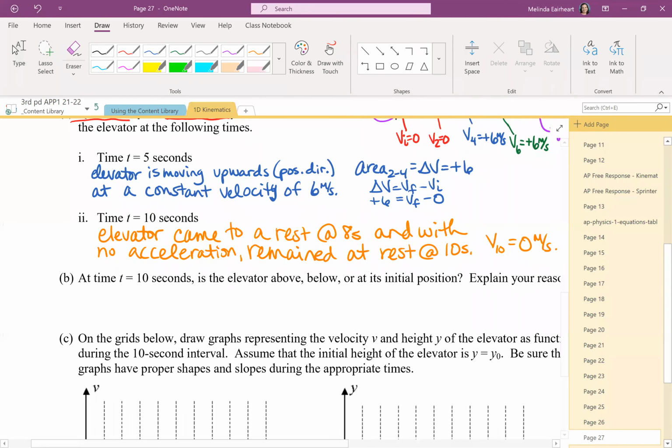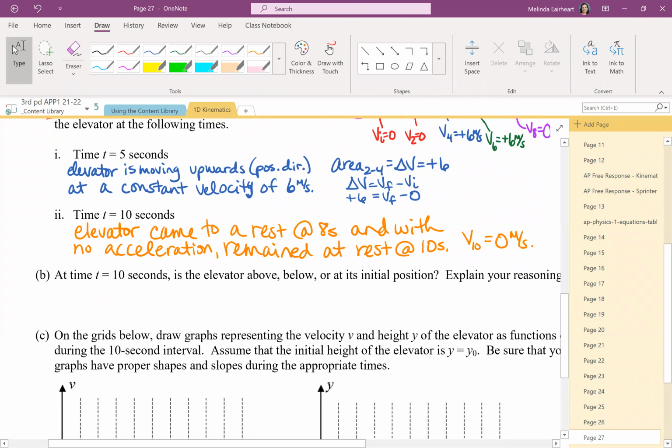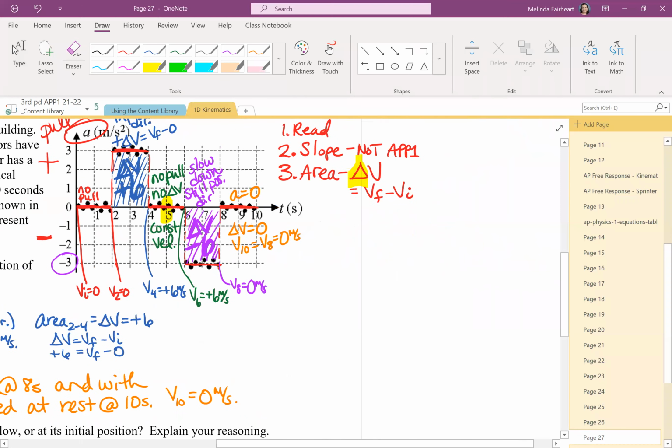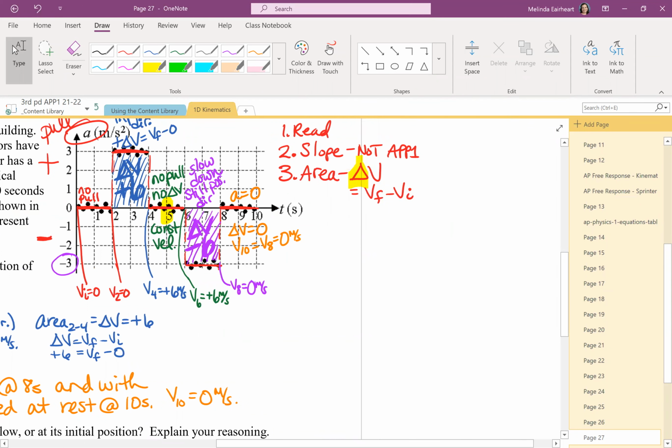Okay, at t equals 10 seconds, is the elevator above, below, or at its initial position? Remember, it started on the 20th floor. It went through those different accelerations. Where's the elevator now? Don't think we've talked about it. You can't just look at an acceleration graph and know position. You got to think about the story. So is the elevator at the end of 10 seconds above, below, or did it return to its initial position? What say you? Above, why?